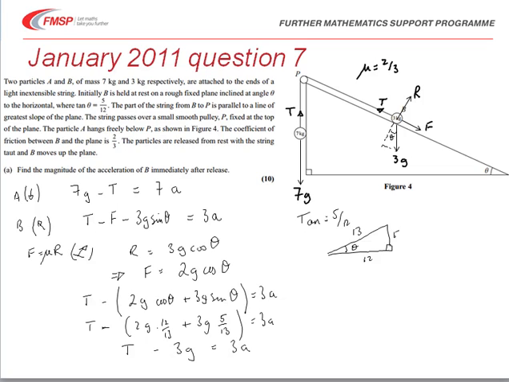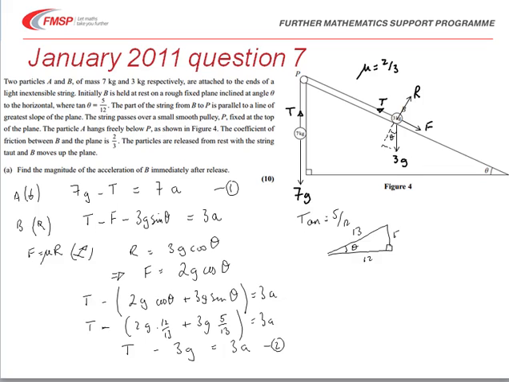So finally, we've got two simultaneous equations, let me call them 1 and 2, that we can solve to find the magnitude of the acceleration. Now this is the usual method of doing this. They both involve T. One is minus T and the other one is plus T.